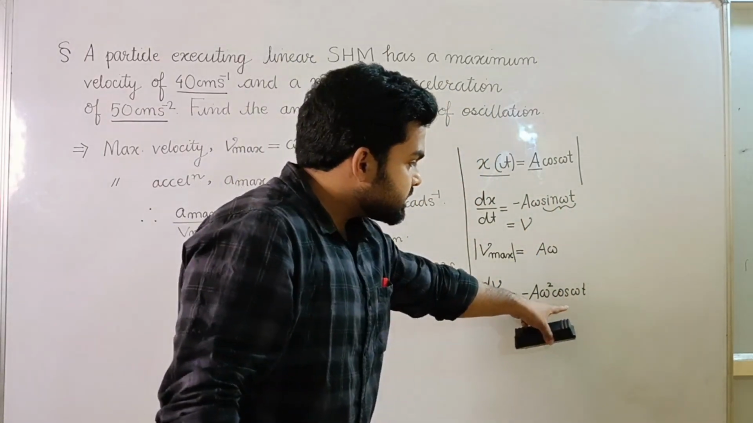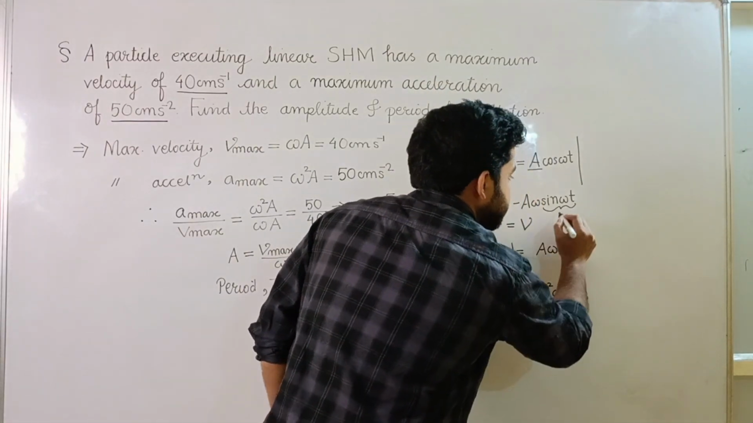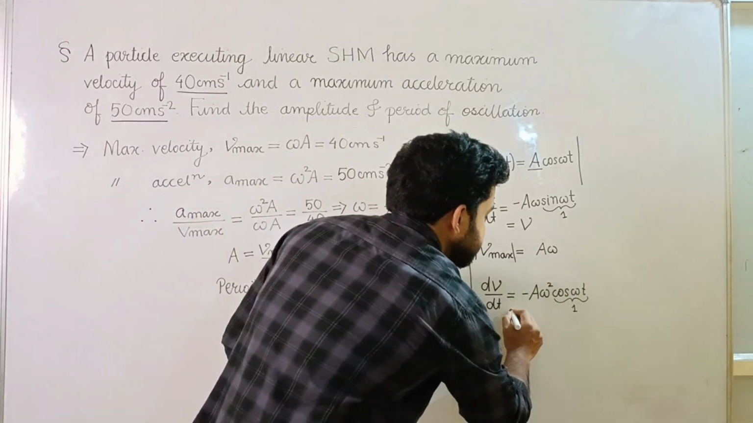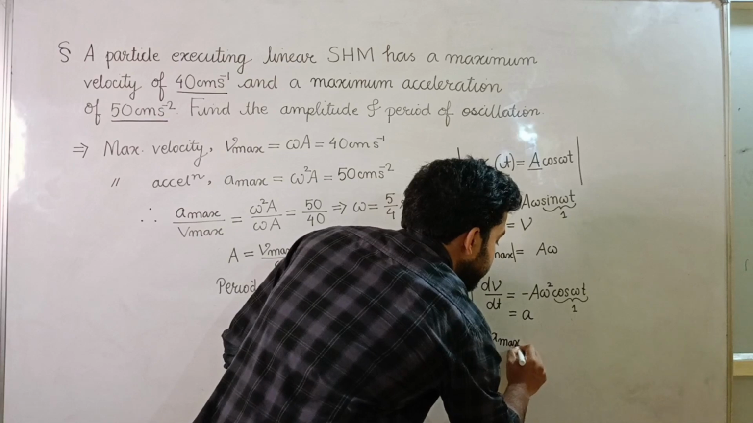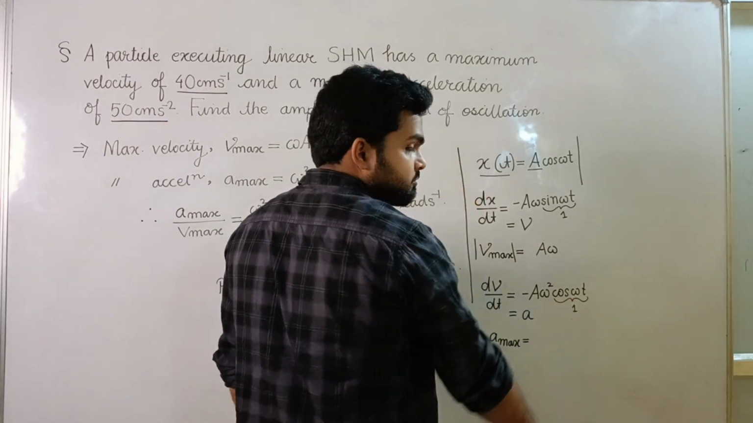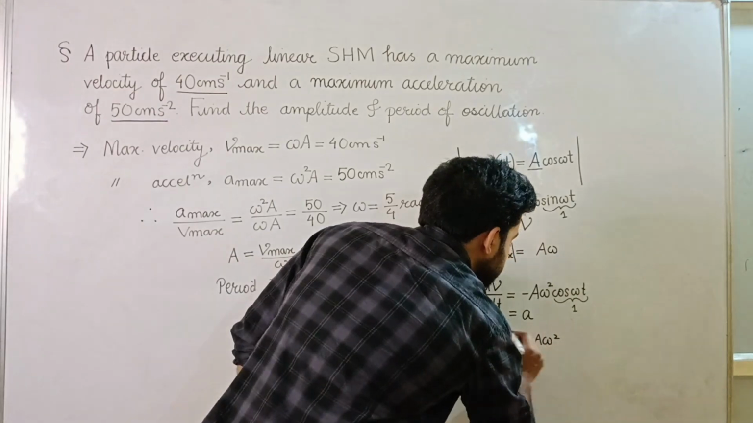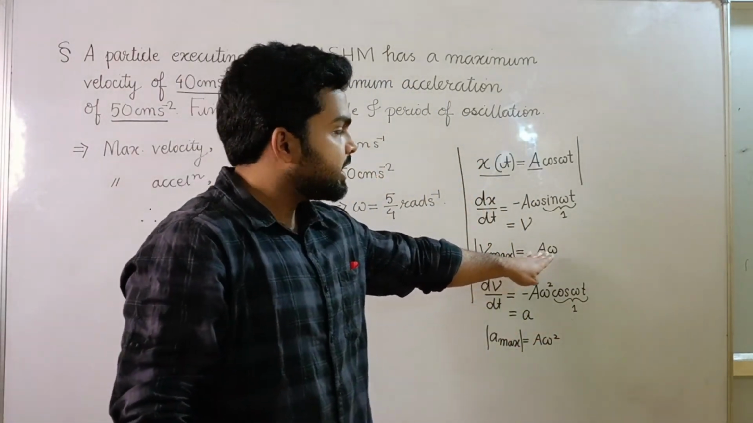Now in this case also we know the maximum value of cos is 1. Just as the maximum value of sin is 1, the maximum value of cos is 1. So to find the maximum acceleration, we substitute 1 for cos omega t, and that leaves us with a omega square. So the maximum acceleration is a omega square and the maximum velocity is a omega.